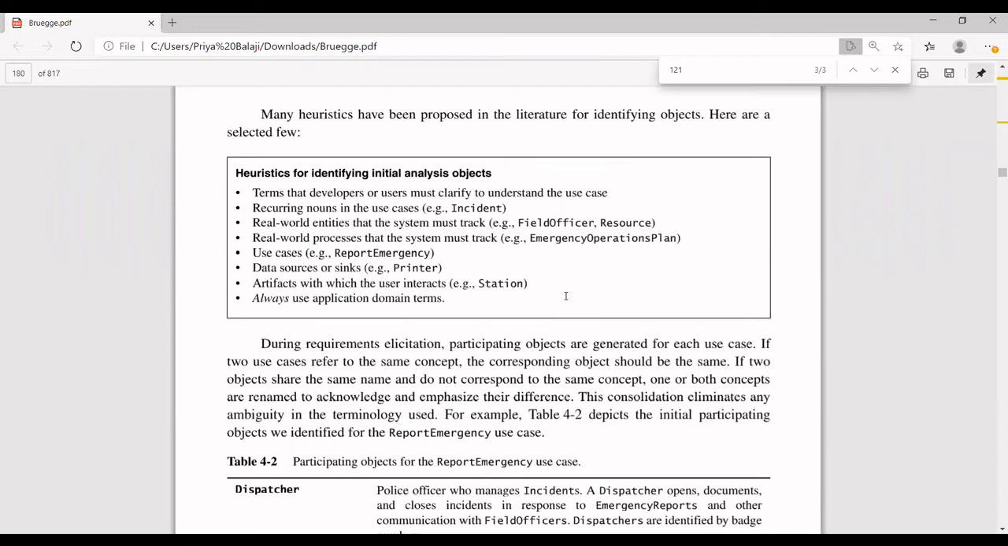So what might be the participating objects, for example, for report emergency? There is a fire that has happened. Who is going to be the participating objects? Field officer. Okay. Dispatcher. Okay.